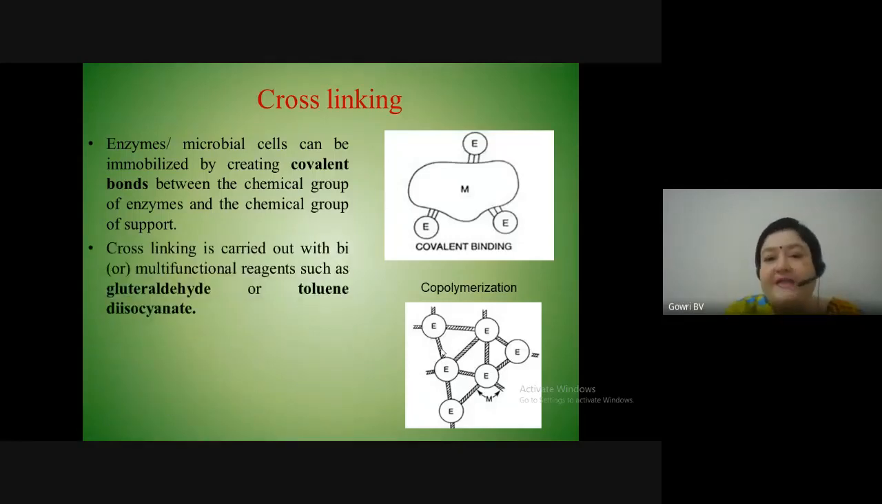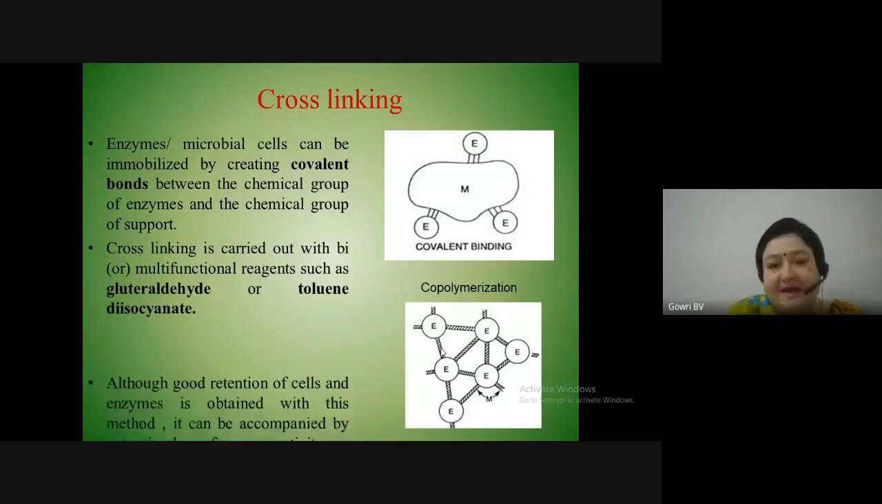If you look at the picture on the right side, you have covalent binding and copolymerization. Cross-linking is carried out with bi- or multifunctional reagents such as glutaraldehyde or toluene diisocyanate. So the chemicals that are used to bring about immobilization are multifunctional reagents, which include glutaraldehyde or toluene diisocyanate.